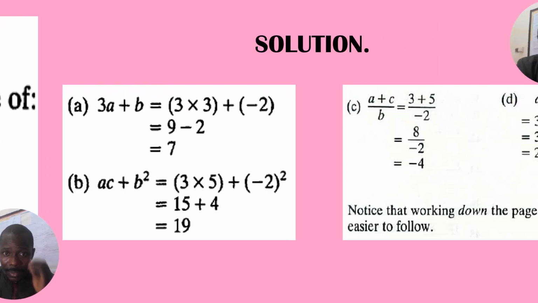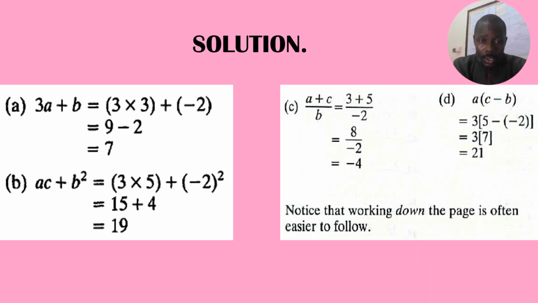Okay, solution. A: 3A plus B is going to be 3 multiplied by 3. So 3A simply means 3 multiplied by A, and it is given to us that A is 3. So 3 times 3 plus, now B is negative 2. So we are going to have a bracket. This bracket means we are multiplying. So here we take note of the signs: positive times negative. So consider this bracket to be a times at all times.